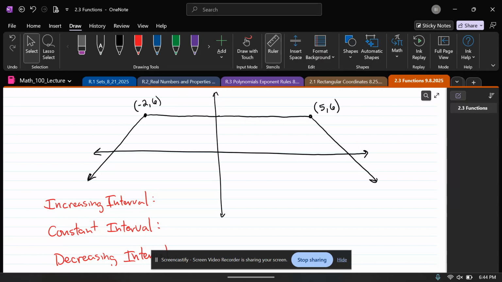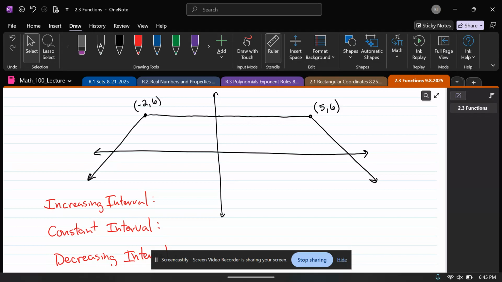Left to right. So what part of that, as I'm reading it left to right, is going up? That is starting down here and going up to there. So that's increasing, right? What's happening once I get to this dot? It's constant because it's flat, right? And then after I get to this dot, what happens here? Decreasing because it's going down and to the right.